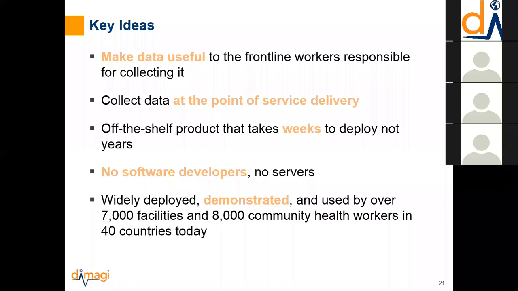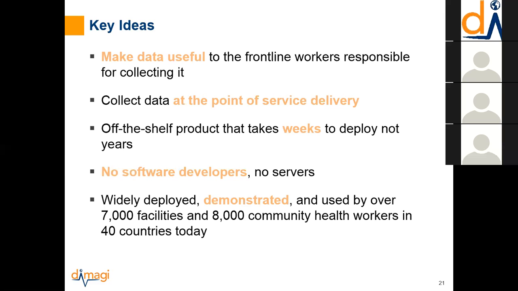Our key takeaways today are that ComCare makes data useful for frontline workers responsible for collecting it. We can also collect data at the point of service delivery. So rather than writing everything down on paper and then aggregating it and having people make many math errors, we can collect it at the point of service. And it's an off-the-shelf product that takes weeks to deploy instead of years. So we're able to get projects moving very quickly, and typically Dimagi can deploy within, we say it takes 4 weeks off-site of app development and then 4 weeks on-site. So within about 8 weeks, you can at least have a pretty robust prototype.